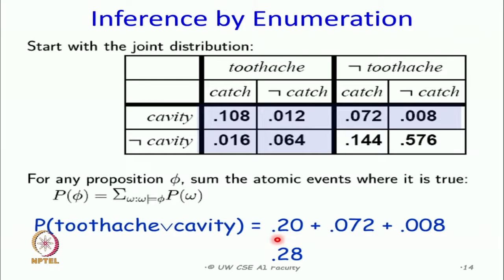And last but not the least, suppose I ask you the question, what is the probability that Mr. Bean does not have cavity given that he has toothache? So, I tell you that he has toothache, I am asking that if he has toothache, what is the probability he does not have cavity? What are you going to do? Is it also going to be a sum? It is going to be a division, and in the numerator I am going to add how many numbers? 2 numbers. In the denominator I am going to add how many numbers?